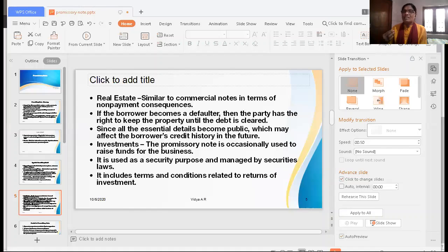You might have seen some kind of hoardings which are put on electric posts, telephone posts and all. You might have seen some hoardings on which it is written, do you want to know your CIBIL score?